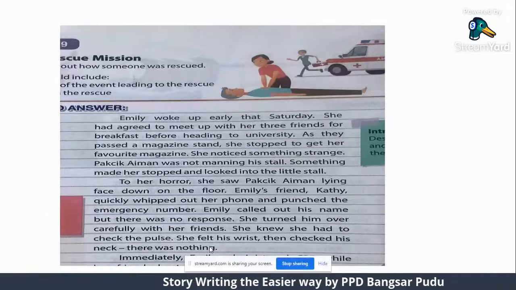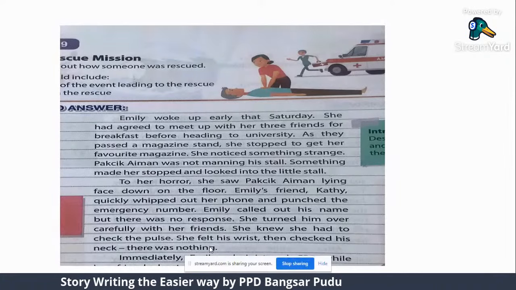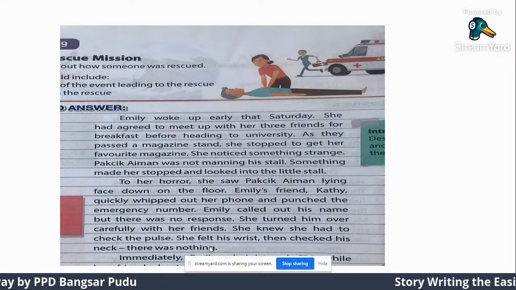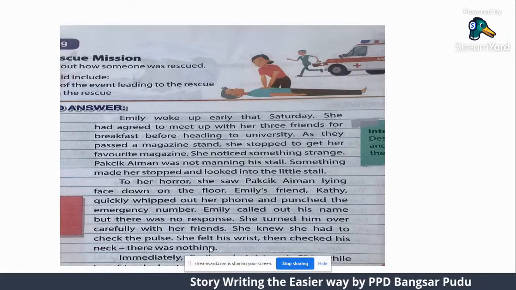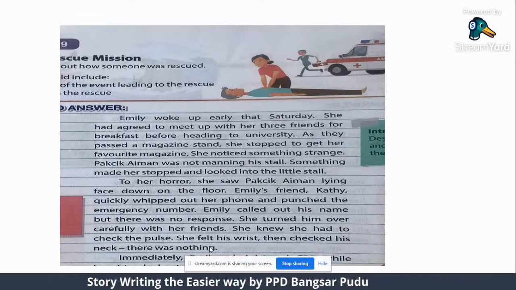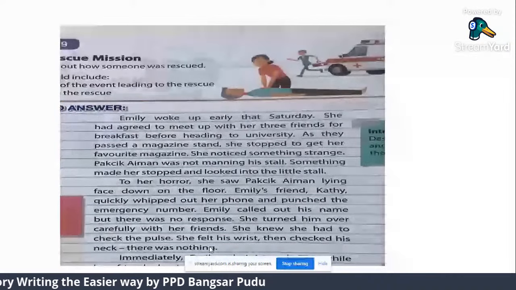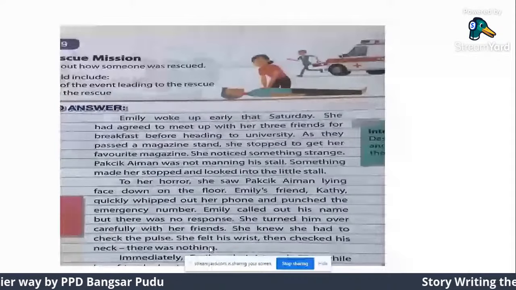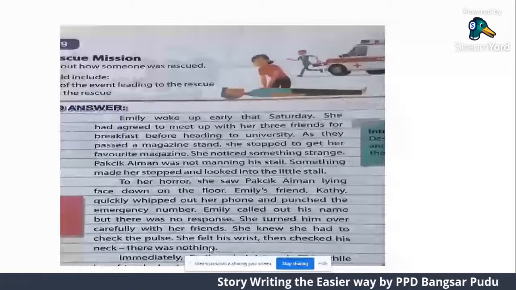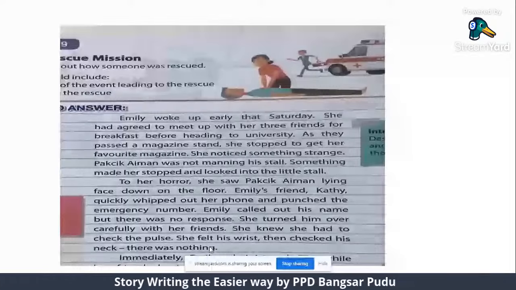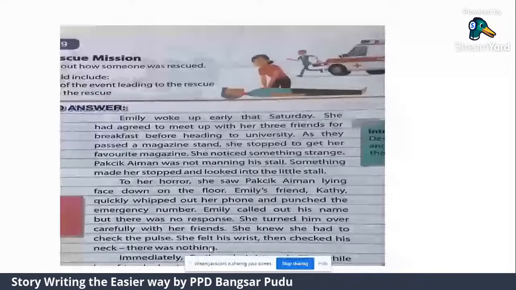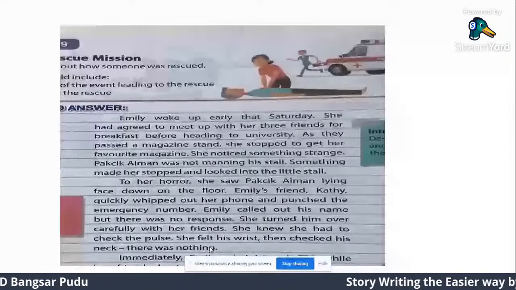Okay, this is a story about Emily rescuing someone. Okay, so let's see how I start. Emily woke up early that Saturday. She had agreed to meet up with her 3 friends for breakfast before heading to the university. As they passed a magazine stand, she stopped to get her favorite magazine. She noticed something strange. Pakcik Aiman was not manning his stall. Manning means taking care of the store, looking after. Something made her stop and look into the little store.